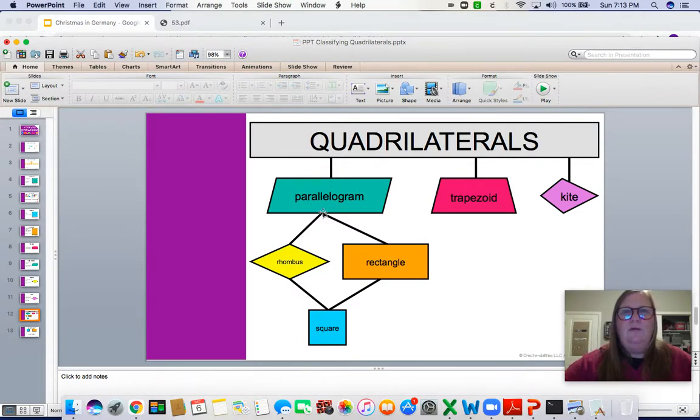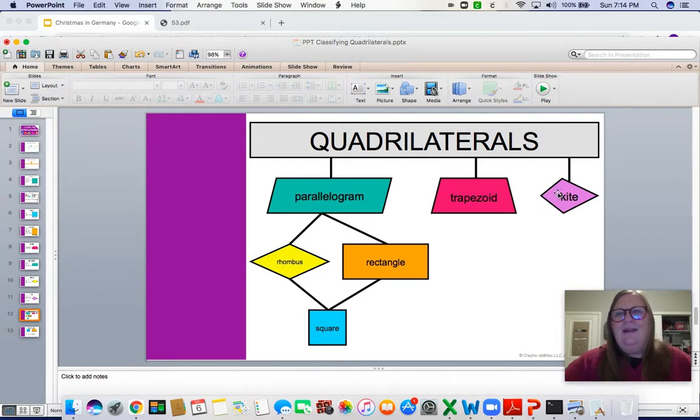We have parallelograms. Parallelograms, remember, have two pair of parallel sides. So the rhombus fits into that, the rectangle fits into that, and the square fits into that category. Then we have trapezoids. Remember, a trapezoid has one set of parallel sides. So the parallel sides being the top and bottom. This is the one that if we kept drawing it up, they would eventually cross over each other.